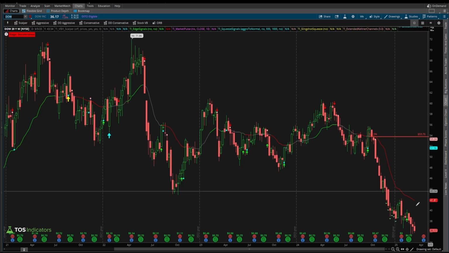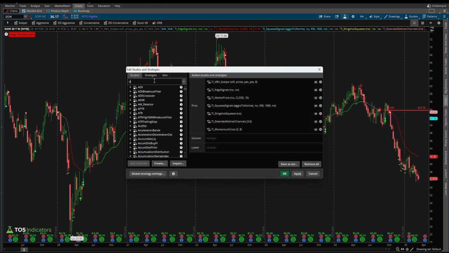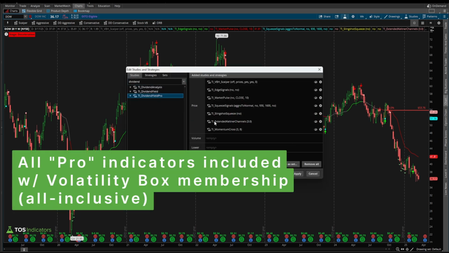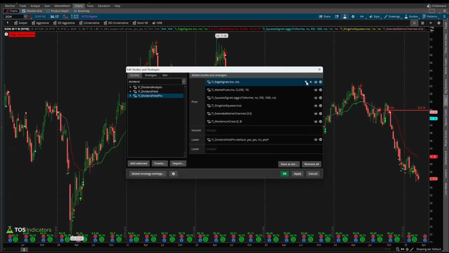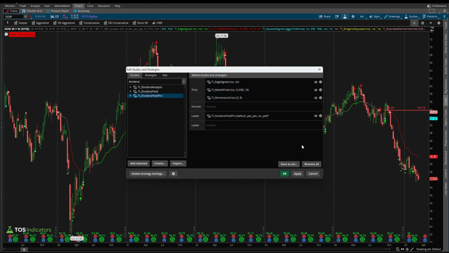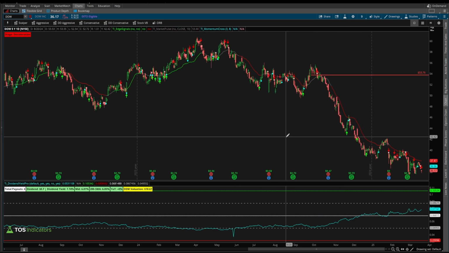Now inside of Dow Inc., this stock looks very interesting. Let me load in our dividend yield analysis indicator. I'm going to load in the pro version, which for all Volatility Box members is included with your membership. And let's get rid of some of the other indicators we have up here for right now. And I'll come into the daily time frame.